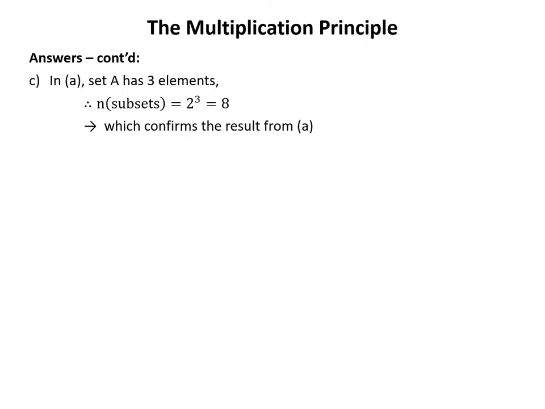So now to do part C, we go back to part A, and we can see that the number of elements in the set is 3. So using the formula that we just derived in part B, the number of subsets would equal 2 to the power of 3, which equals 8. And that confirms the result that we got from A when we did it not mathematically, but just by listing the elements that we could think of.